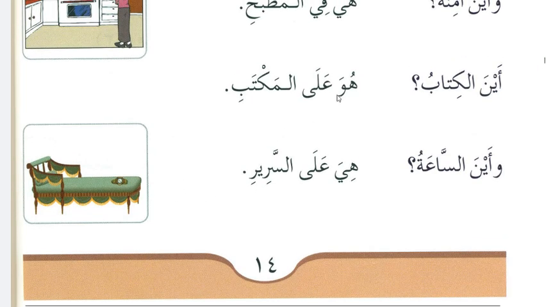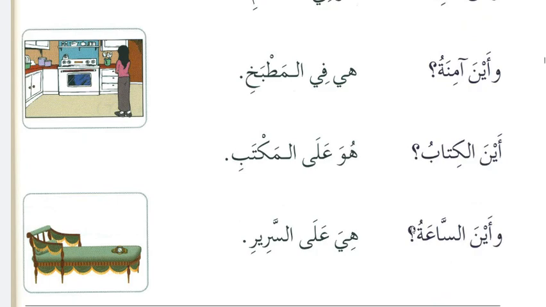So you see, to represent a masculine noun we are using the pronoun huwa, and to represent feminine nouns we are using the pronoun hiya.